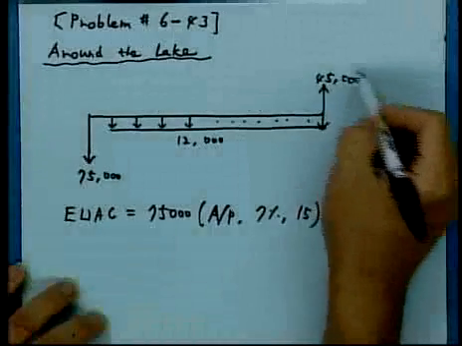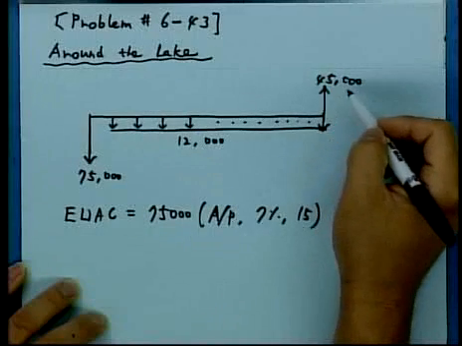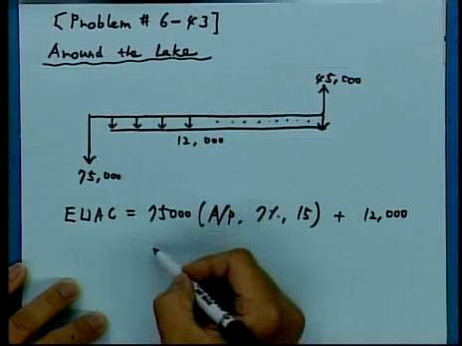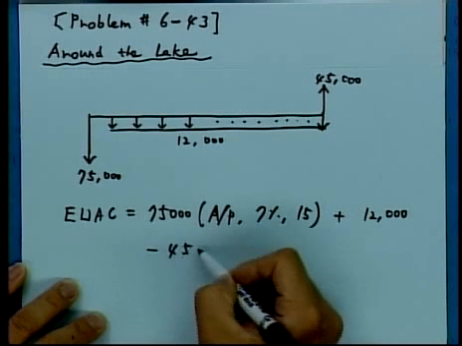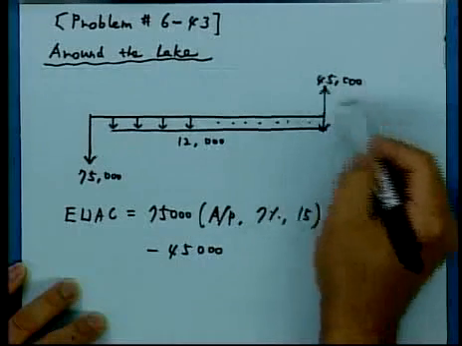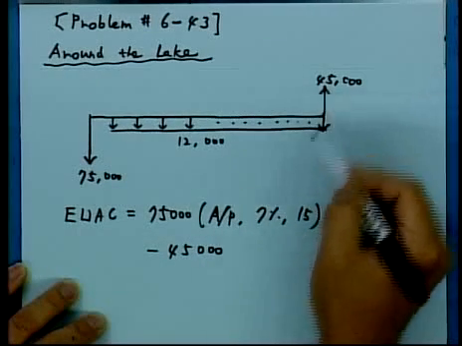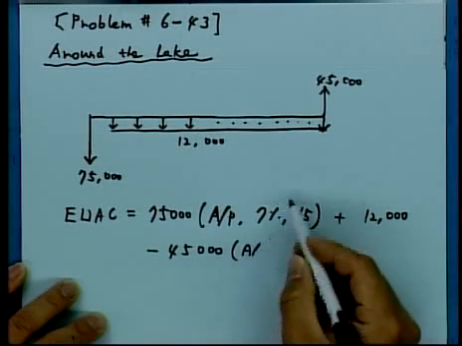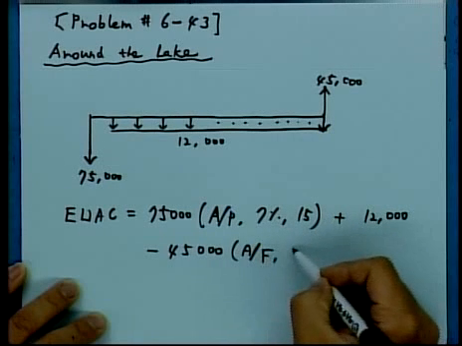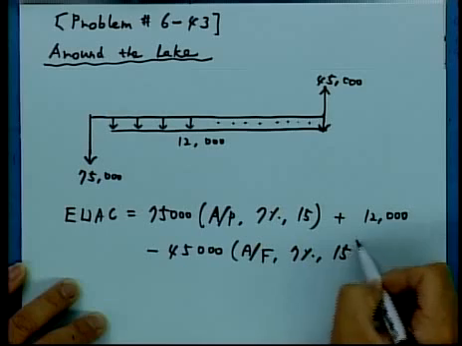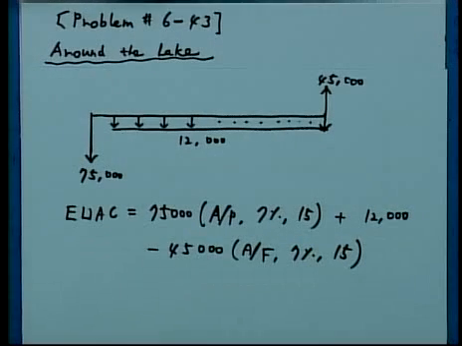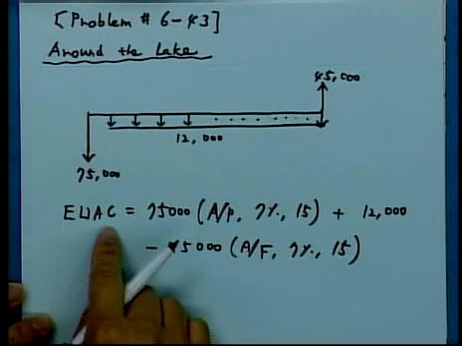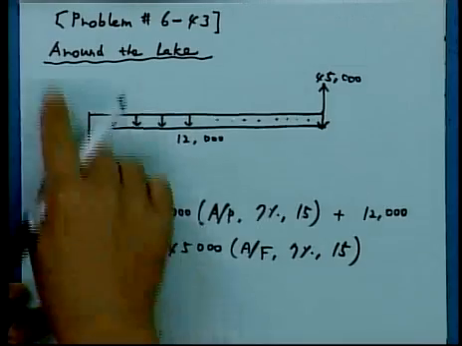However, you need to consider the salvage value at the end of 15 years. Salvage value would be negative cost. So negative 45,000, but you need to convert this salvage value to equivalent uniform annual cost. So again, you need to multiply by, this time, A given F, right? 7% over 15 years. If you compute this number, then you will get the equivalent uniform annual cost for the case of around the lake.